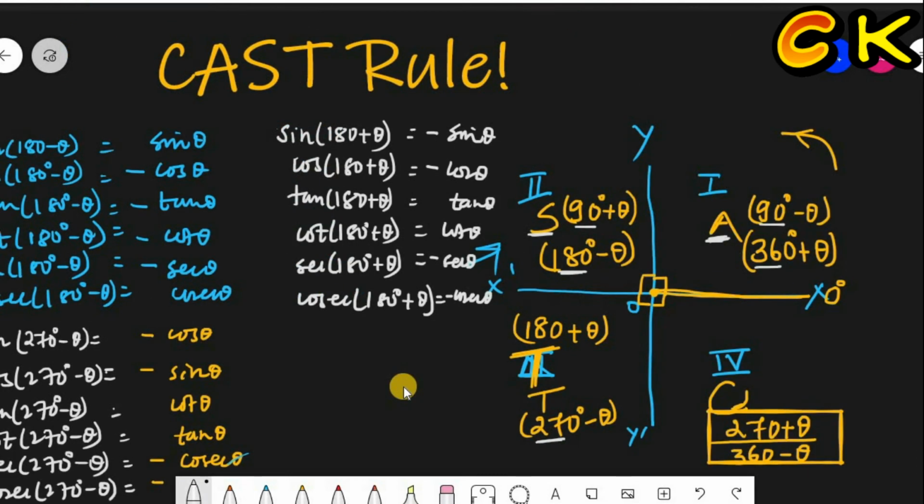So tell me, theta, what I had told you, where does it lie? It lies in first quadrant, as theta is an acute angle. Now can you say where minus theta lies? Minus denotes negative direction, so minus theta lies in fourth quadrant.